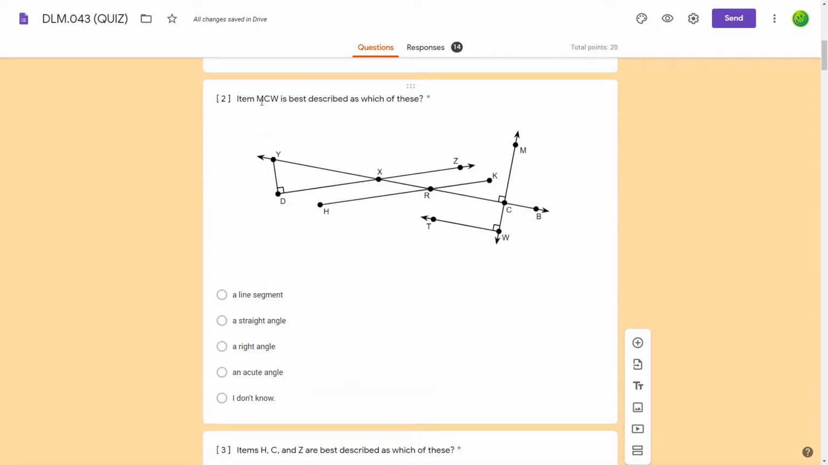Number two, we know it's another angle because we have three letters. We know the middle one is the vertex. So it's going to be some type of angle. We're going to describe it as some type of angle. We have M here, we have C here, and we have W here. Well, what type of angle is when it has a very straight line here? That's what we call a straight angle. It's just simply straight across, 180 degrees. There's the vertex. So MCW is an angle that's called a straight angle.